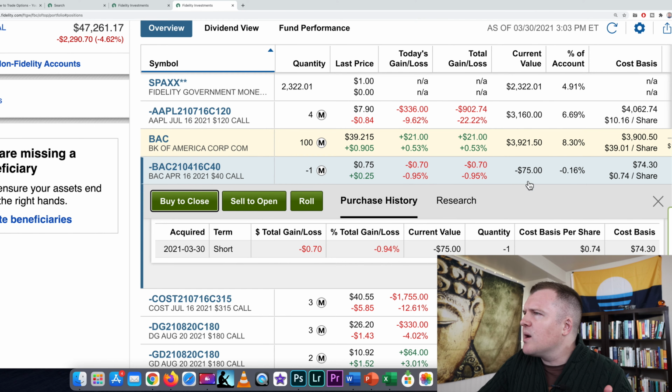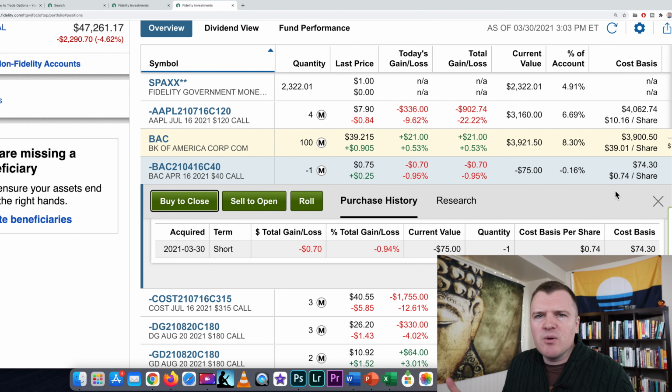So what did I pay here? So in the far right column, my cost basis was $74.30, or the premium was 0.74. So my true break-even price is the premium plus the strike price, so $40.74. I'm not net losing value unless Bank of America's share price gets above $40.74.